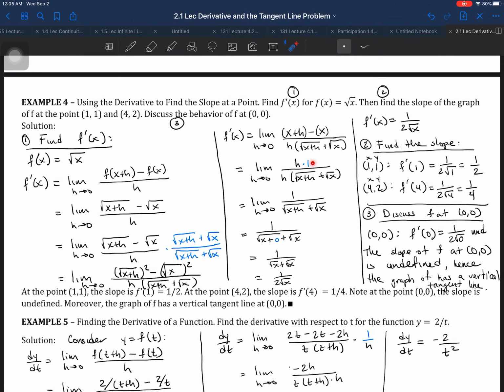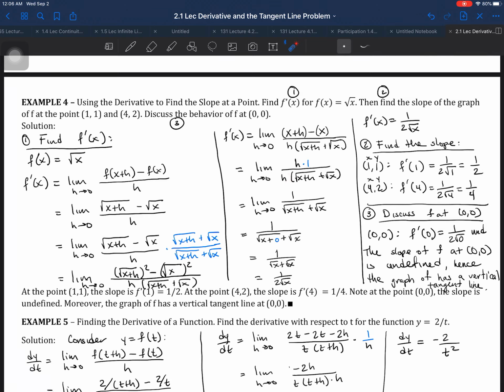I just put the 1 there just for you guys to see that there's always a 1 as a factor, because in the next line, you'll notice that the h's will cancel each other out. That's why I left the h there. So the next line, you have the limit as h goes to 0 of 1 over the square root of x plus h plus the square root of x. And now that you have removed that h, now you can apply the limit.